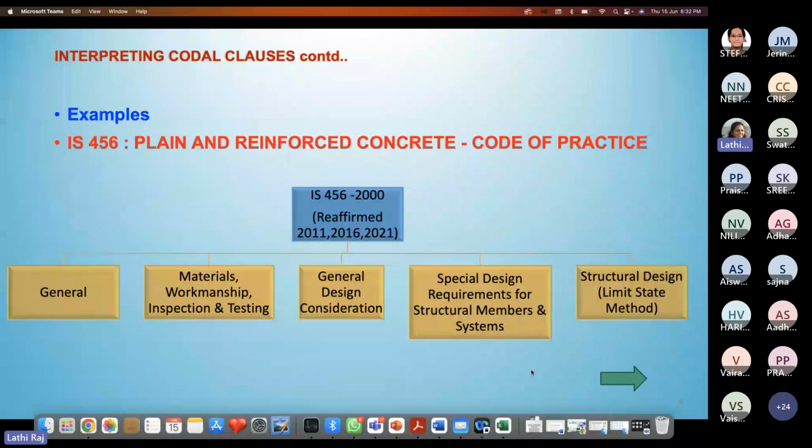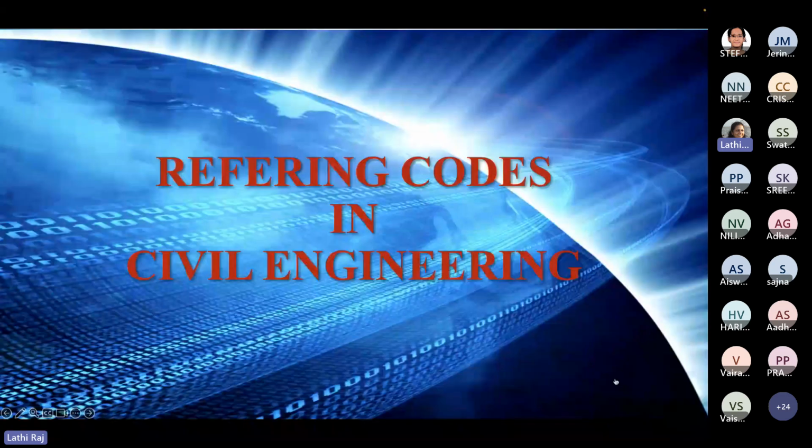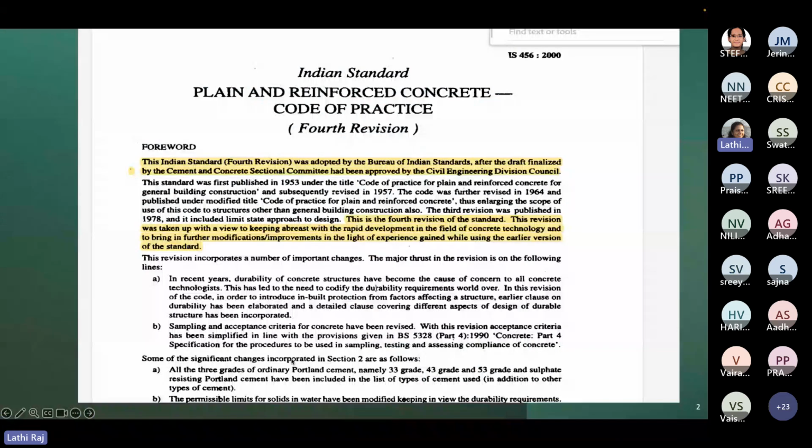Now, when we take this code, what you should do first is read the first part, which is the foreword. Okay, this is the foreword. You can see that this Indian Standard, which is the fourth revision, was adopted by the Bureau of Indian Standards, BIS, I told you, after the draft was finalized by the Cement and Concrete Sectional Committee.